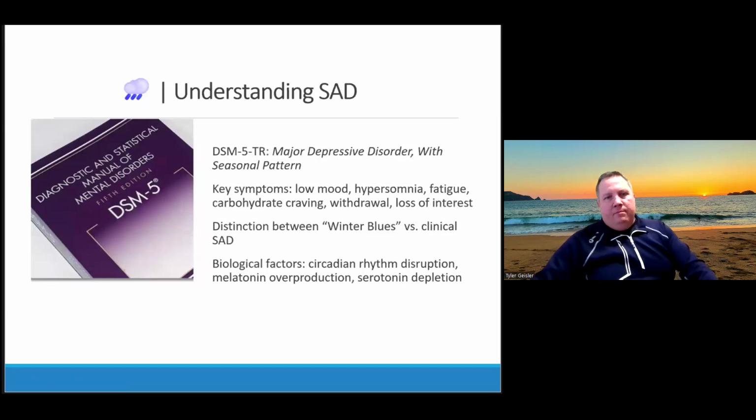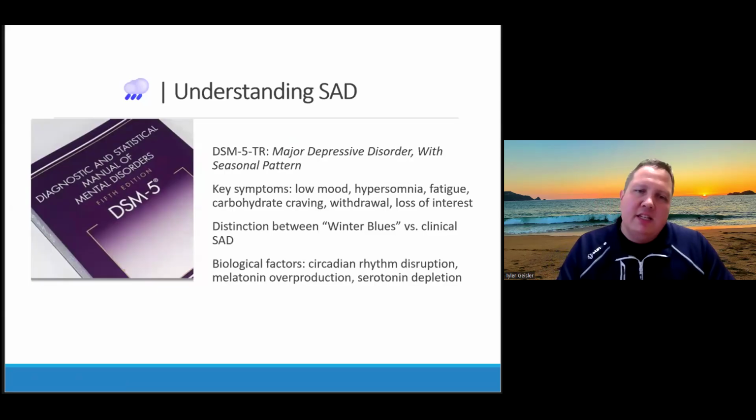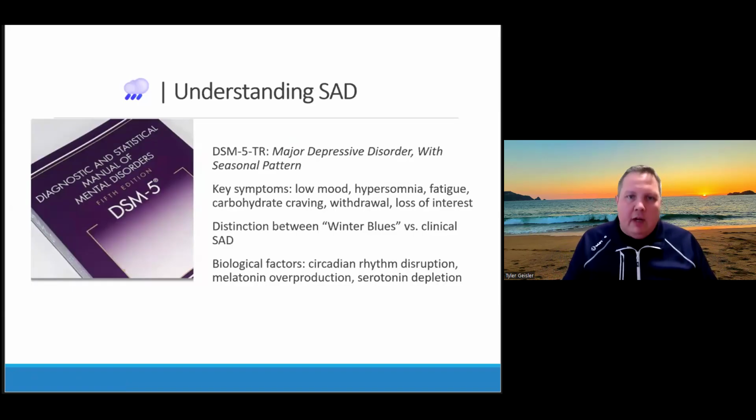According to the DSM, that's what we always use for diagnostic sources. With seasonal affective disorder, like we said, it's a subtype of major depressive disorder. So you have depression, and with this subtype you might have low mood, hypersomnia, which means you're very, very tired or sleeping a lot, fatigue, and more cravings for carbohydrates. You're withdrawing from a lot of people and things that you might have done before, from the interests that you like and the people you like.